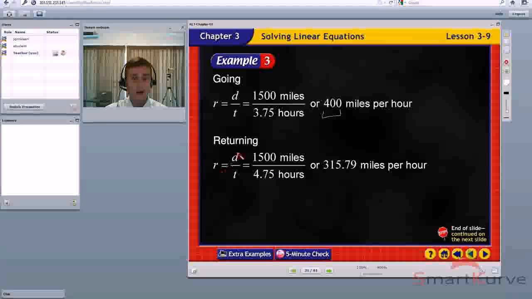Returning, r equals d over t. 1,500 miles, same distance, 4.75 hours. 315.79 miles per hour. That was returning.